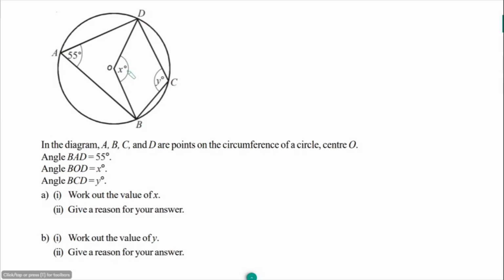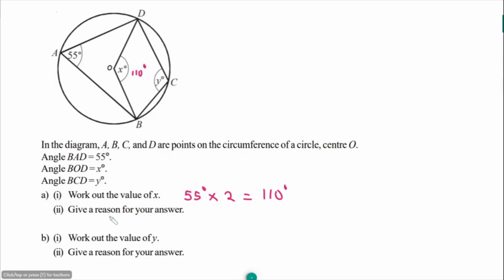To find the angle X, we can consider that the angle at the center has to be twice the angle at the circumference. So if here is 55 degrees at the circumference, at the center it has to be twice of it, so it's going to be 55 times 2. So to work out the value of X, I can say X is going to be 55 degrees times 2, and this is going to give me 110 degrees. So angle X is 110 degrees.